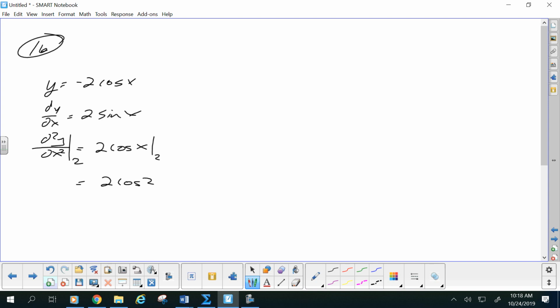The book says negative. I prefer just saying 2 cosine, not even using something. I don't know why they used it like they were.